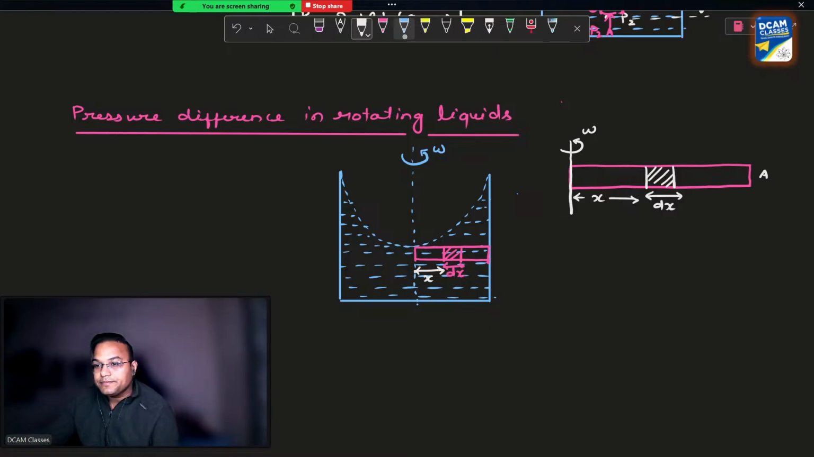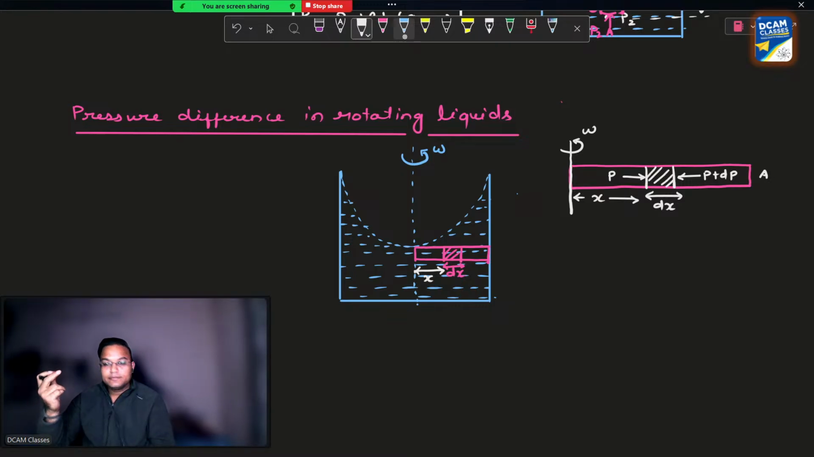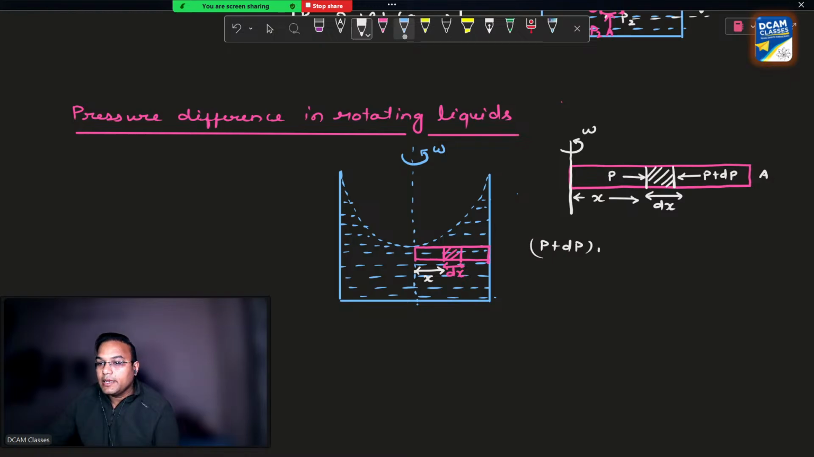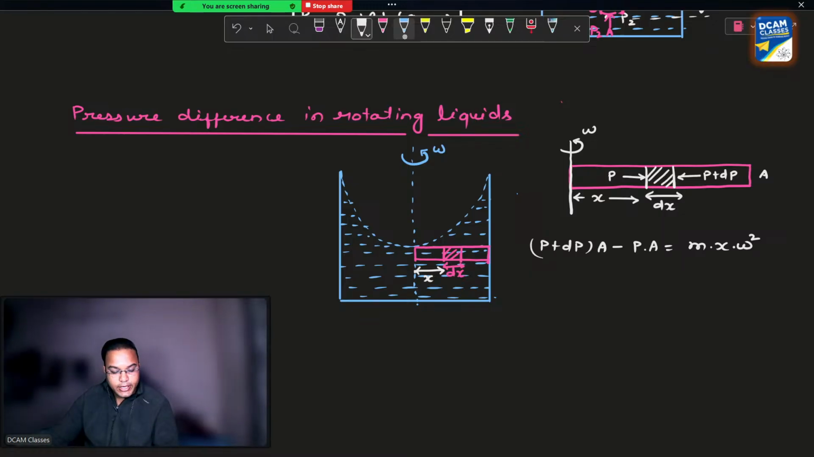Now when we are analyzing this, if the pressure at this point is P, obviously the pressure at the right side will be somewhat more, P plus dP. Why? Because when it is rotating like this, there should be a resultant force towards the center, which this extra force dP into area will be providing as the centripetal force, right? Then only it will be able to rotate. That's why I have increased the force on the right side by dP. Now if we make its equation, what will it be? P plus dP into area minus P into area will be equal to m into x into omega square, right? Okay, clear?